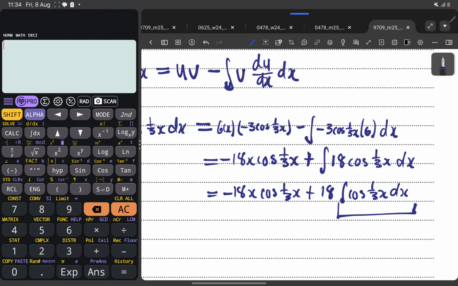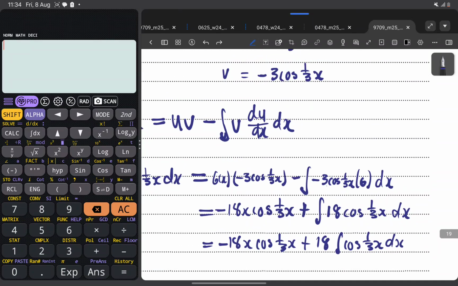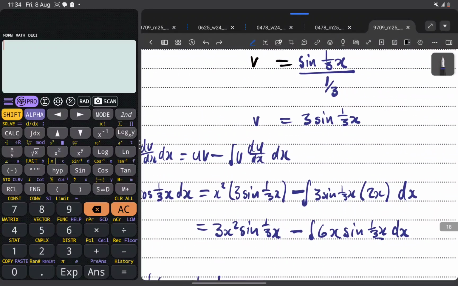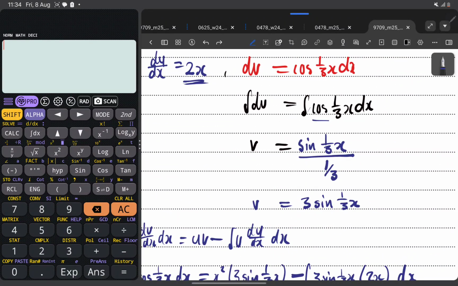Now, what is this integral? This integral is not by parts. It's only the integral of cos. We're going to use the reverse chain rule. We did integrate the integral of cos 1/3 x before. And what did we get? It was 3 sine 1/3 x. Because for the integral of cos, we start by integrating the outside, which gives us sine, and you put sine 1/3 x. Then you divide by the derivative of the inside, which is 1/3.